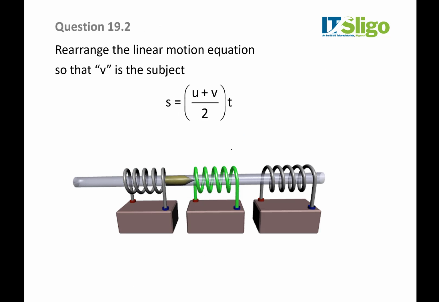So here's a question for you guys to try. This is another linear motion problem. And we want to rearrange the formula, the function, so that v is our subject. So we need to get rid of a 2, we need to get rid of a u, and we need to get rid of a t. And if you do it in that order, you should be okay.